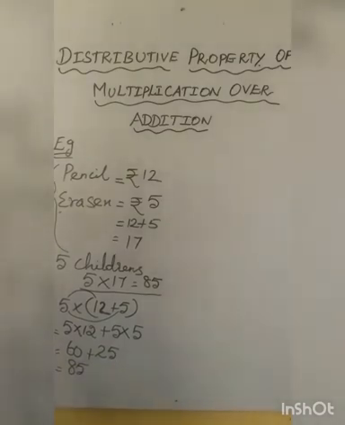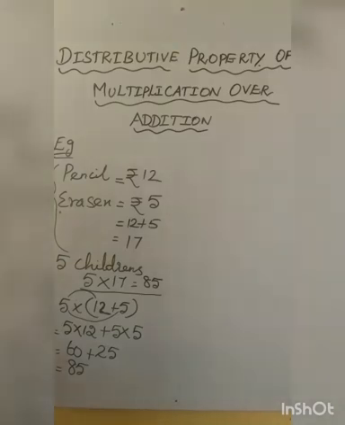This process is called the distributive property. The distributive property is nothing but grouping the number, and after you multiply, finally we get the answer. So this process is called the distributive property.